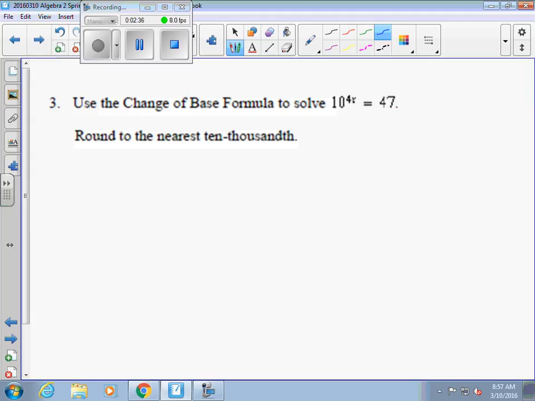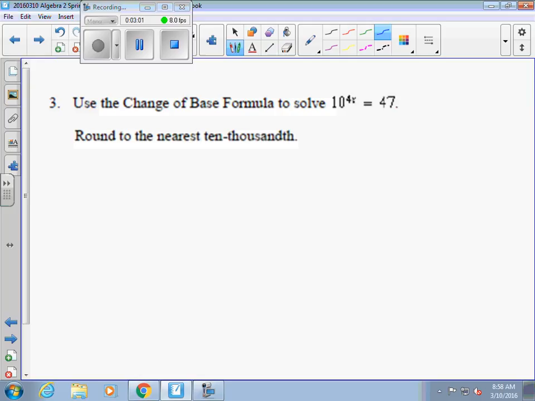Number 3 tells you to use the change of base formula to solve 10 to the 4x is equal to 47. Remember, it says to use the change of base formula, and you're going to have to. But if you can change the bases to be the same, it's much easier. In this case, 10 and 47 don't share any roots, so we can't change both of them. So what you want to do is you want to take the logarithm of one of the sides.